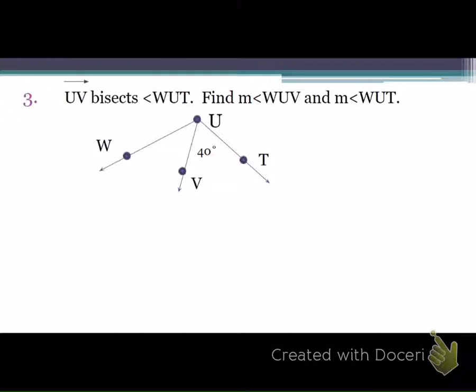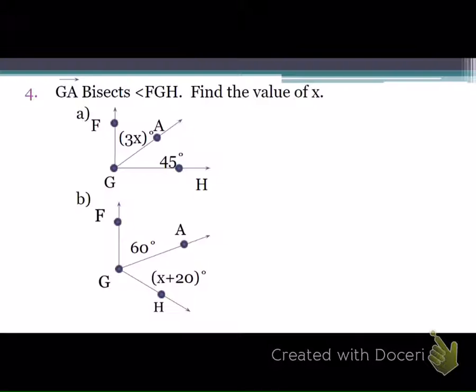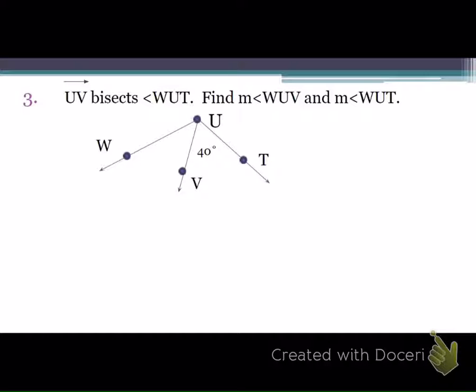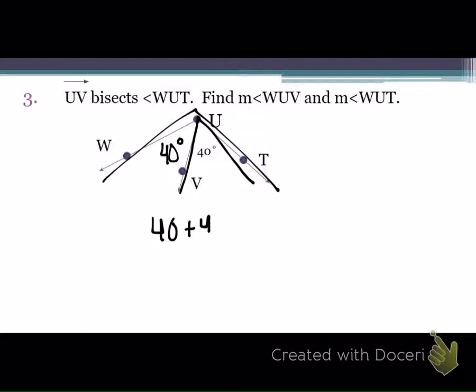Okay, UV. UV bisects angle WUT, okay? If this one is 40 degrees, what do I know about this little angle right here? 40 degrees. It's 40 degrees. How do I find the whole thing? You add them. So 40 plus 40 is 80. It equals 80 degrees.